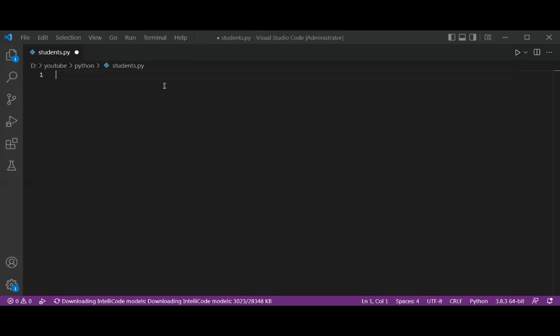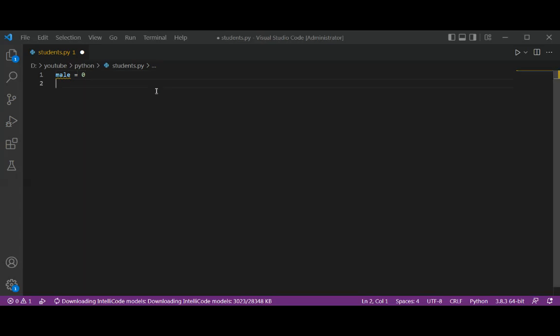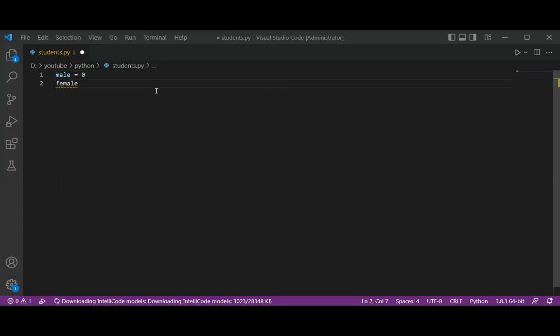This would be male 0, female, and then we have total number of students. And the percentage of male and female students.